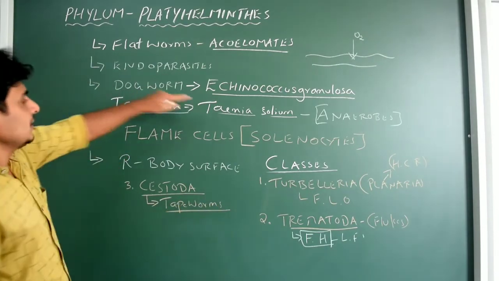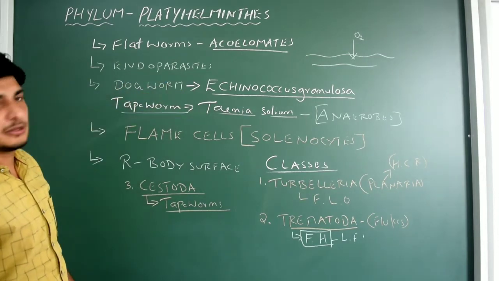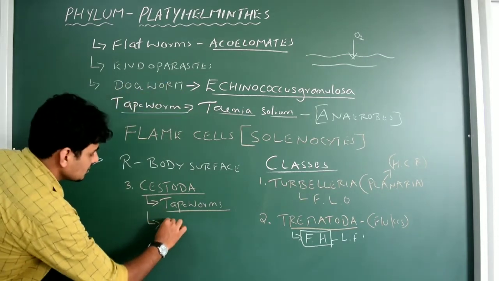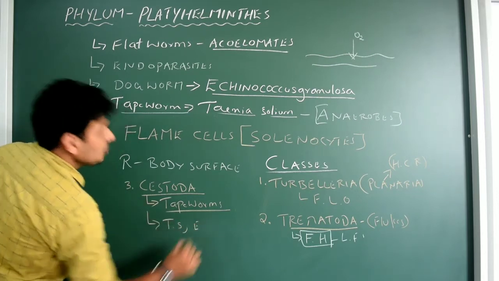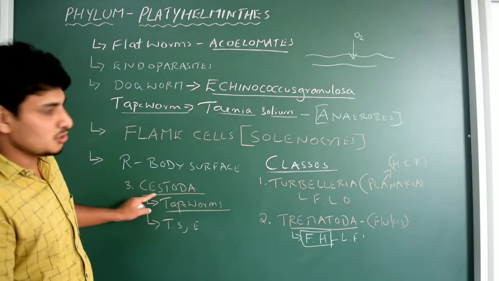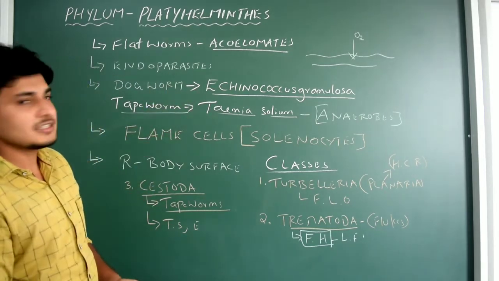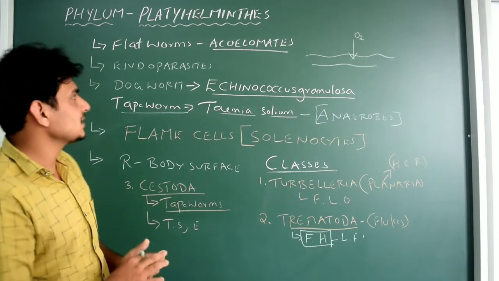Okay, it could be Taenia solium or it could be Echinococcus granulosus. So we write here the examples. Taenia solium number one, second one is Echinococcus granulosus. They all belong to this Cestoda. Let me just erase it and tell you the larval stage, because they also exhibit indirect type of development. So we will see that.